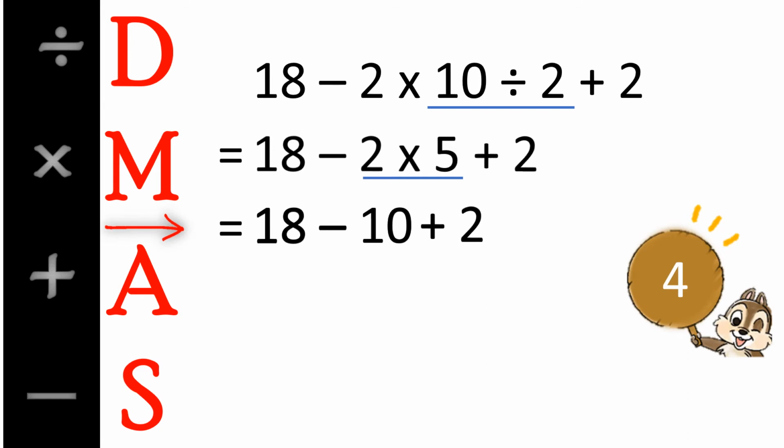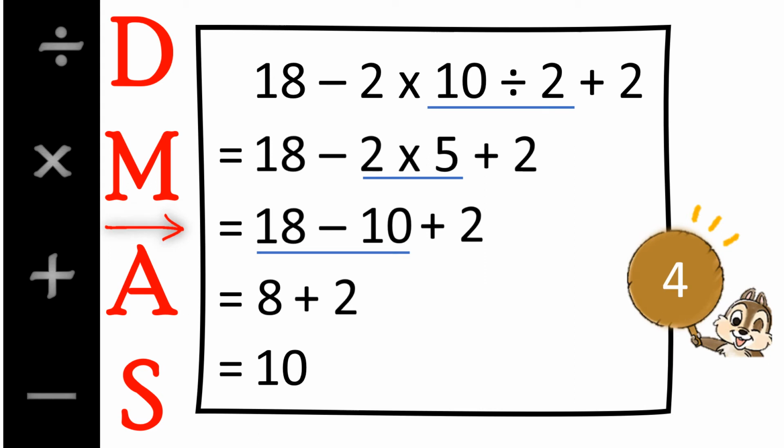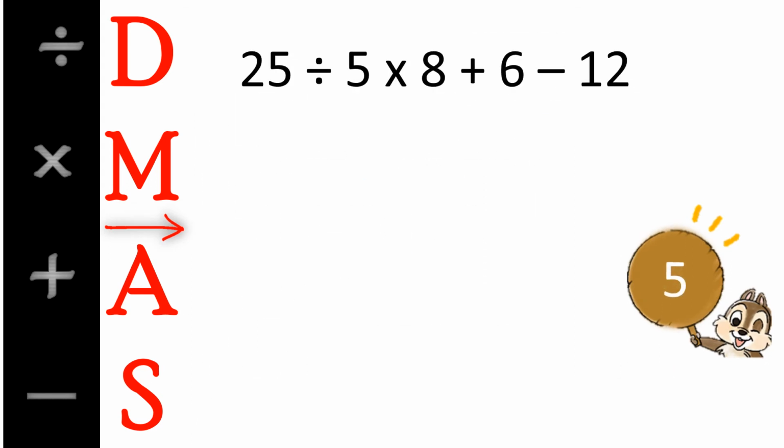While moving from left to right, carry out addition or subtraction, whichever comes first. Here we have subtraction. So do the subtraction. 18 minus 10, we get 8. Now we have 8 plus 2. Do the addition. We get 10. So the answer is 10. Let us solve one more question.